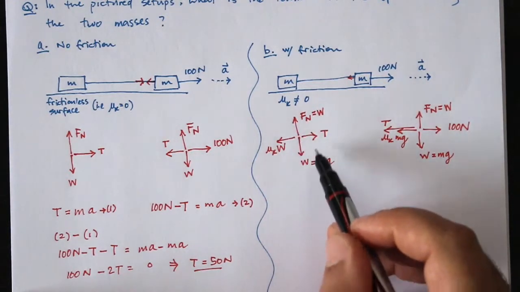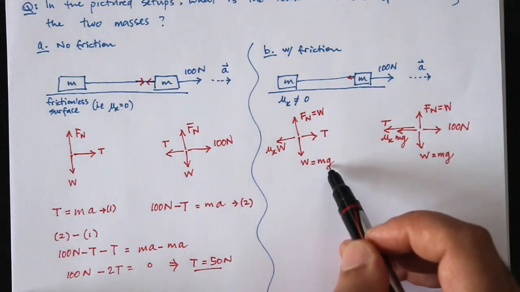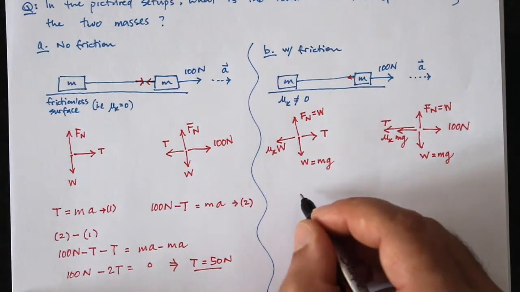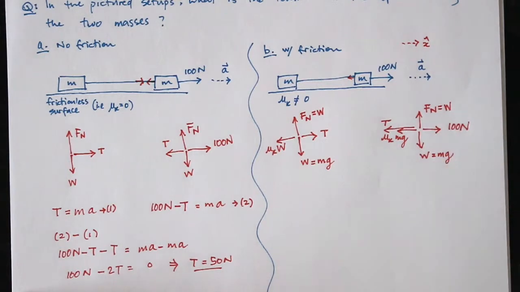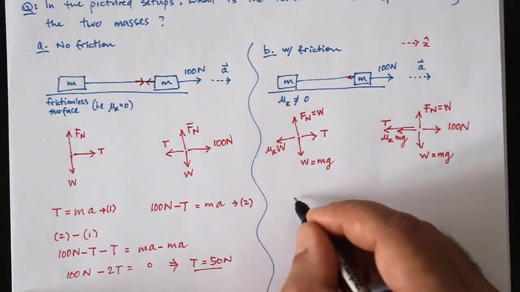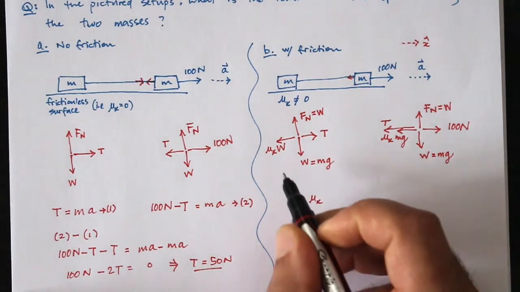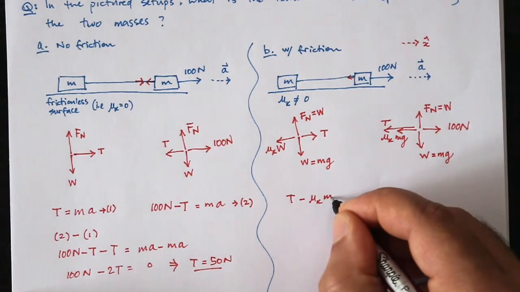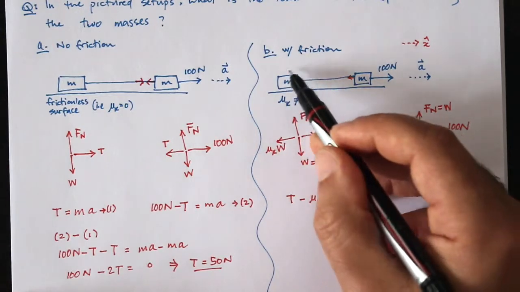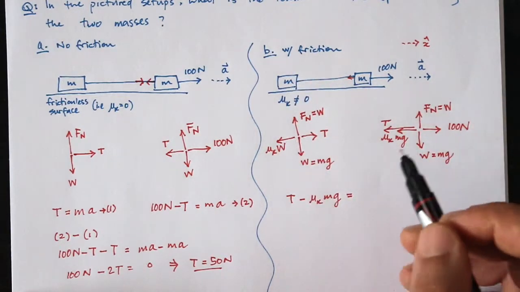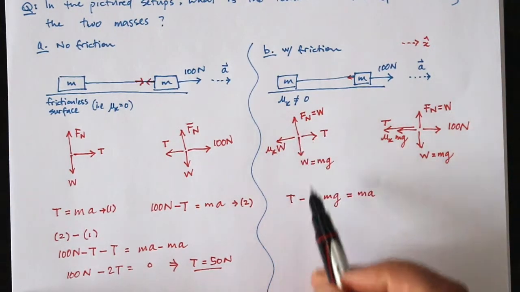Okay, so let me write the equations again. From the y, we figured out that the normal force is equal to W, the weight, which is equal to mg. And that tells us that in the x direction, if I'm choosing this to be my positive x hat the whole time, then I'm going to write T minus mu k times W, and W is equal to mg, so I'm just going to write it this way. And this is going to be equal to the mass, this object that I'm isolating, times its acceleration. So this is Newton's second law applied to this object.